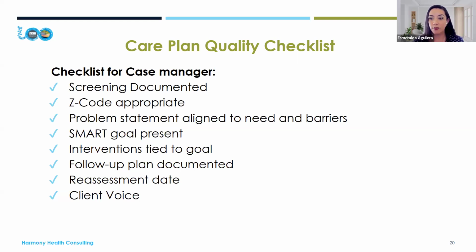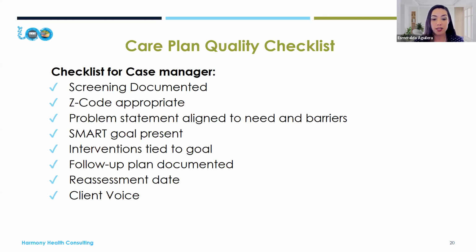Quick audit. If the Alliance or another individual managed care plan is looking at your notes, what are they looking for? What is a checklist that you can use? Did you screen? What code did you use? Was it appropriate for what you're documenting? Is the problem statement aligned to your SDOH code, your Z code? Do you have a SMART goal?